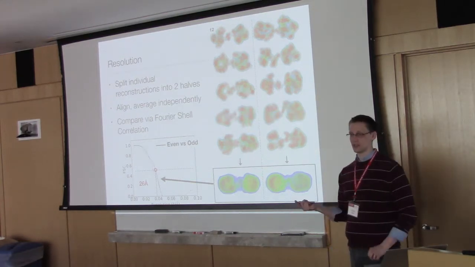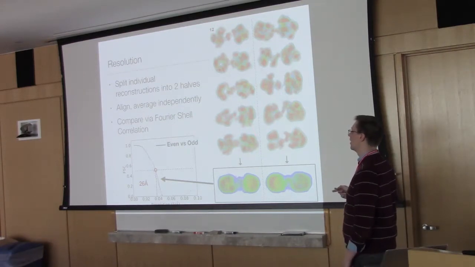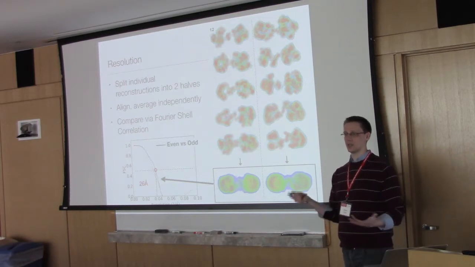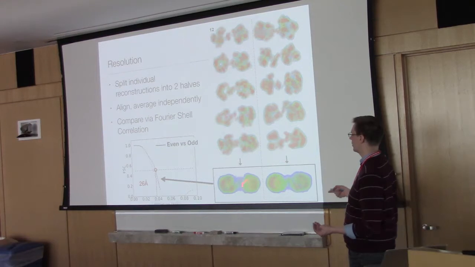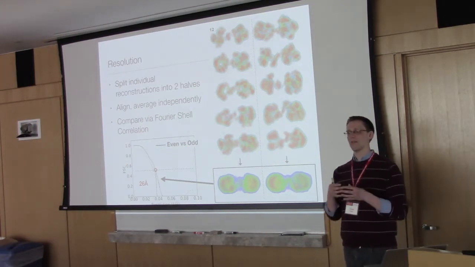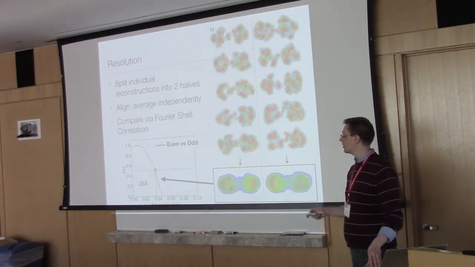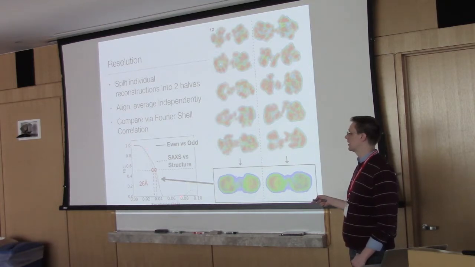So what we can do is some simulations, and that's what this is. We can calculate SAXS data from a simulation and compare the resulting Fourier shell correlation of the two halves to how well our average matches our structure. We can calculate a Fourier shell correlation from that. And it turns out that for the most part, that's what the dashed line is. So that's the known structure versus our actual envelope.